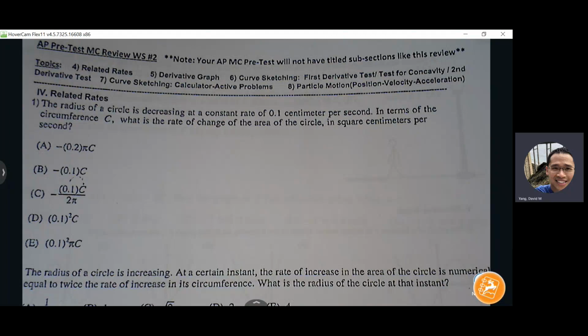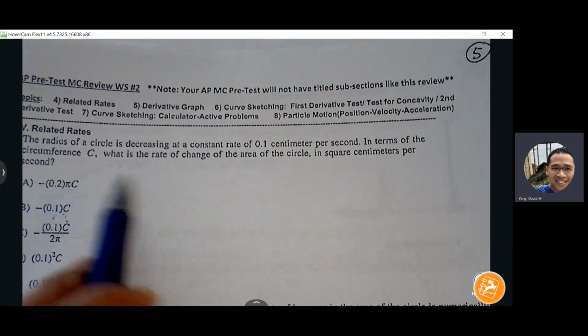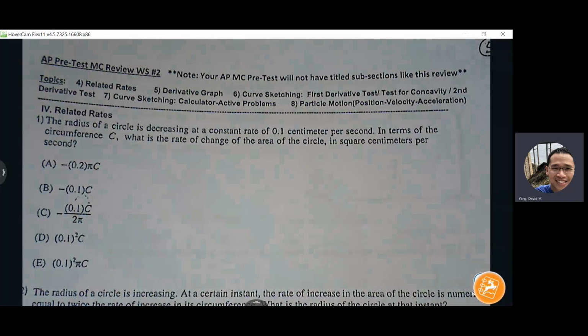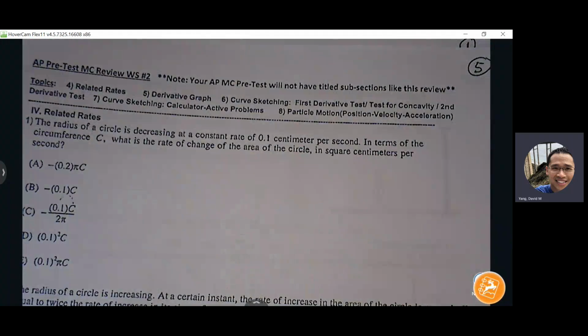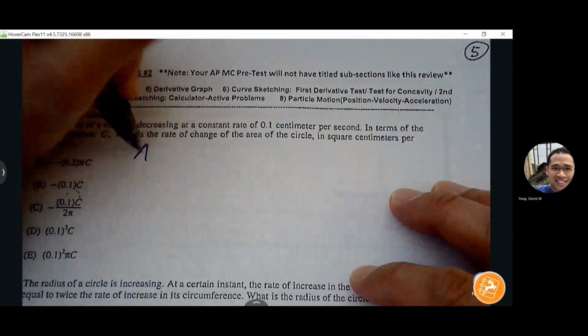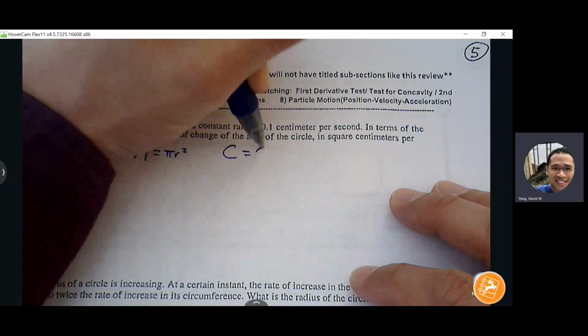Okay, so number one on page 5, the radius of a circle is decreasing at a constant rate of 0.1 centimeters per second. In terms of the circumference, what is the rate of change of the area of the circle in square centimeters per second? So we have two equations that we're working with here. We got the area of a circle, and then we have circumference of a circle. So area is pi r squared. Circumference is 2 pi r.